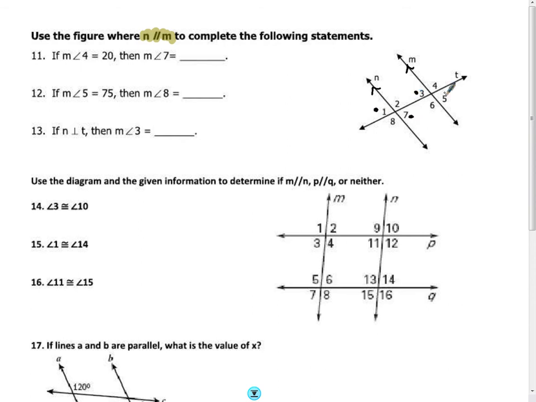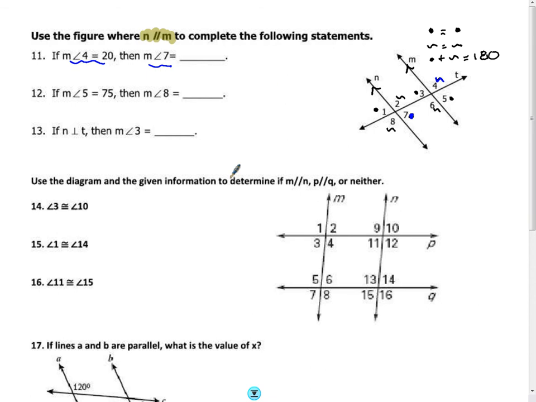And remember, since the lines are parallel, dot equals dot, squiggle equals squiggle, and a dot plus a squiggle has to add to 180 degrees. So let's go ahead and first look at some of the relationships that they give us. In number 11, they said angle 4 is 20 degrees. So what would angle 7 be? Since angle 4 is a squiggle, that means angle 7 would be a dot. And because a squiggle plus a dot adds up to 180, when I take away 20 from 180, I get angle 7 to be 160 degrees.